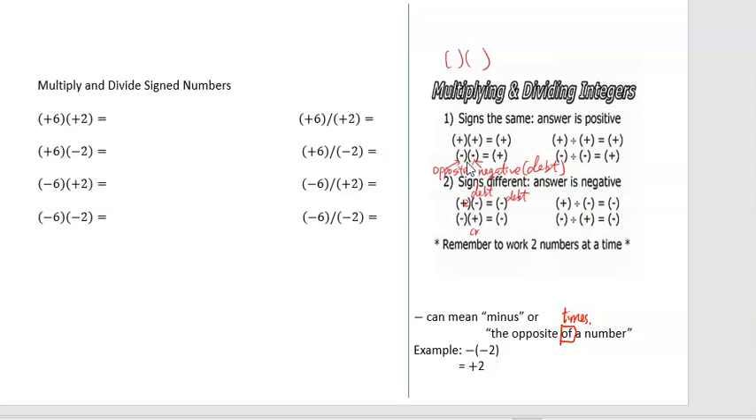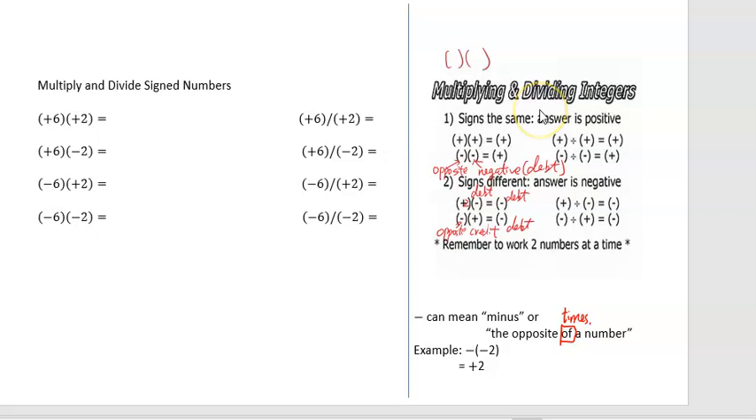But if you have credit, and this minus means opposite, when we do the opposite of credit, it's going to give us debt. So that's why when we multiply one positive and one negative, or one negative and one positive, we always end up with negative. Okay, so now we can look at these examples here using the rules.